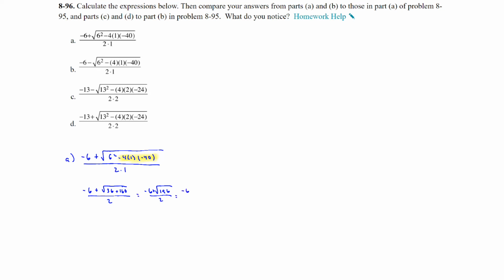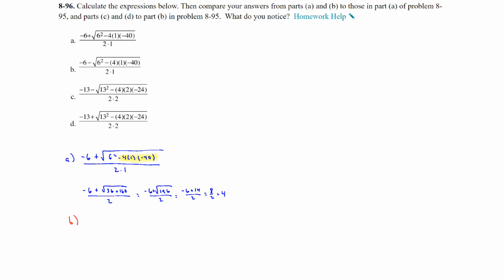So we get negative 6 plus 14 divided by 2, which would be 8 divided by 2, and that is 4. So we get a value of 4. Let's do the same thing with B, and then we'll go back and compare.